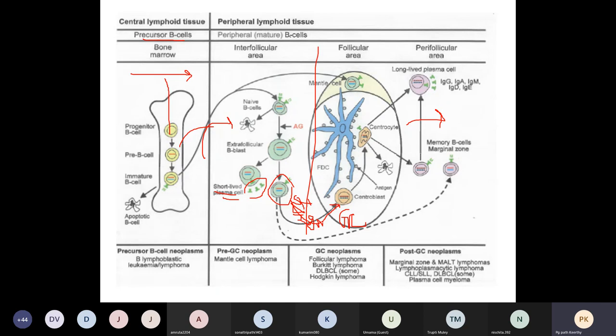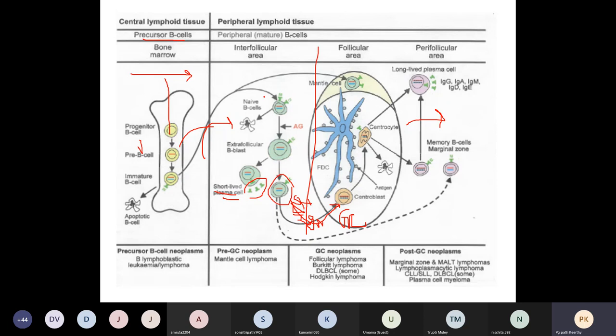So first, in the B cell, you will have the precursor B cell, that is the progenitor B cell, that will form your pre-B cell, then it will form your immature B cell, then it will be released into the circulation. Then two things can happen. If it has not been exposed to any antigen, it will go and sit in your mantle zone. If there is a mutation in this process, that is translocation 11;14, it will become mantle zone lymphoma.